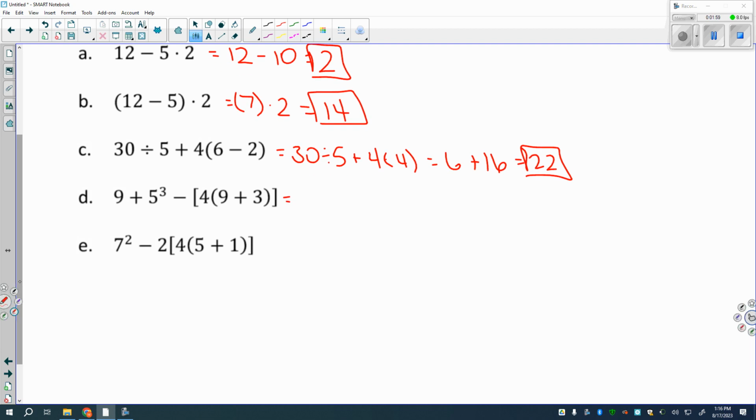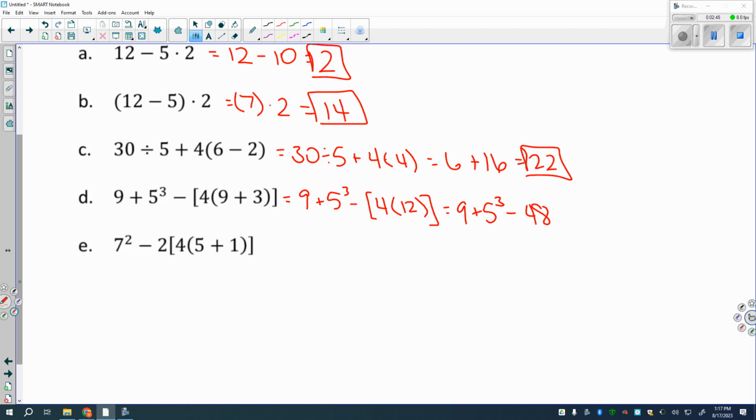Part D, grouping symbols first. 9, 5 cubed, not in grouping symbols, minus. Now, I do the innermost grouped stuff first. So that 9 plus 3 is inside. It's at the very inside of the grouping. So I go ahead and do that first. Then I do the 4 times 12 inside of here. And still inside that group, the brackets, but now I can do those. So 9 plus 5 cubed minus, and that's 48.